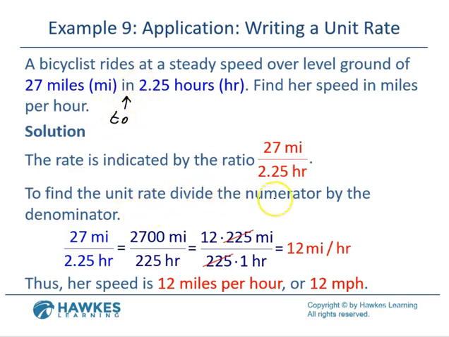To find the unit rate, divide the numerator by the denominator. So we go ahead and multiply everything here. We've got 2,700 miles, because notice what they did here is they multiplied everything by 100 to get everything into the same unit. Here it looks like they basically factored out the 225 and reduced it out. You could have also done this on your calculator: 2,700 divided by 225, and you would have got the same answer.